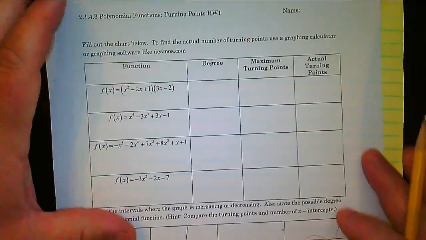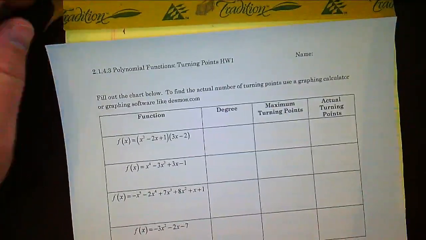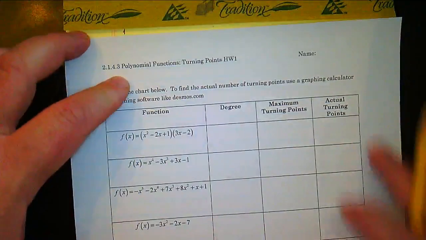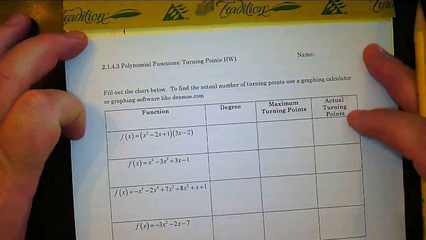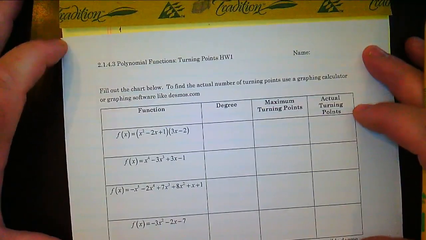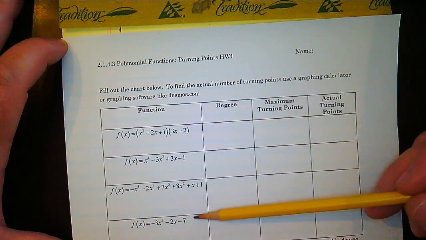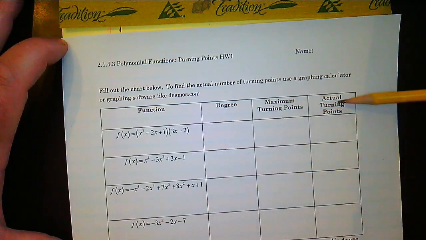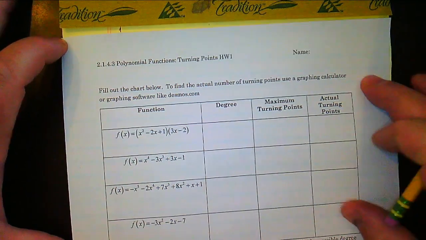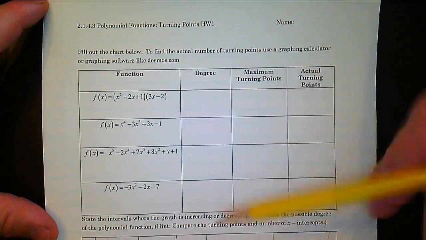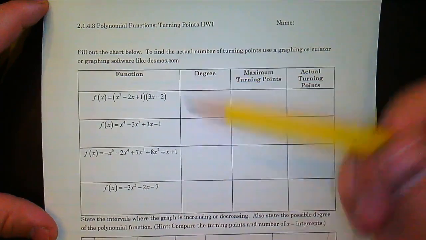Well, let's get into this one right here. So let's go ahead and grade this homework on polynomial functions where we're going to talk about turning points, shall we? To start with, I plugged all of these into Desmos, so I'll show you the actual turning points on the screen capture here in just a minute, but let's go ahead and do this part together right now.